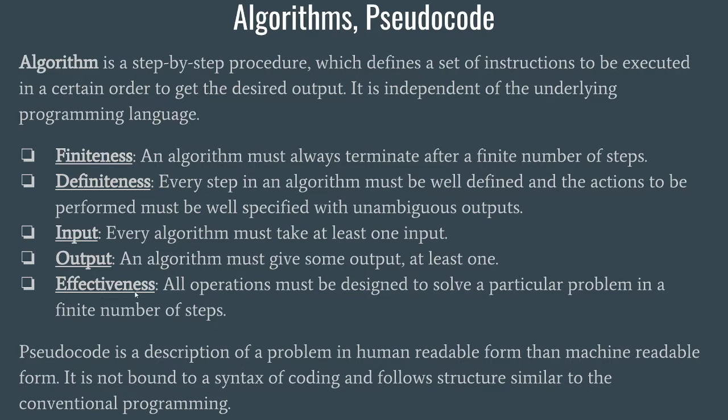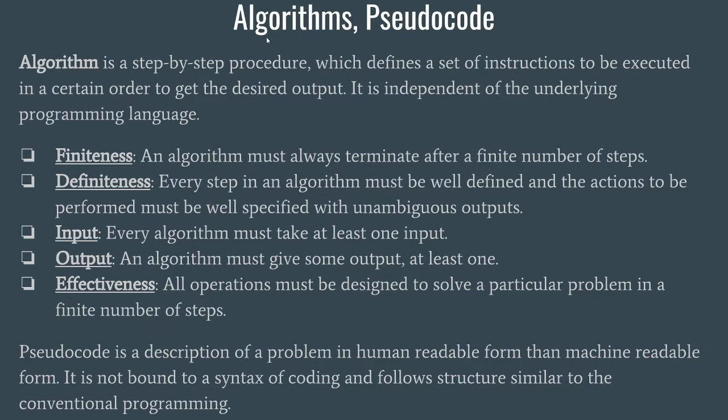And lastly, effectiveness. All operations must be designed to solve a particular problem in a finite number of steps. An algorithm should be effective. If you want to make a cup of tea and you're writing an algorithm on how to prepare some curry, then it makes no sense because your problem is not solved. The problem of preparing tea is not solved. Instead, you have written the algorithm to prepare curry. So that is not an effective algorithm.